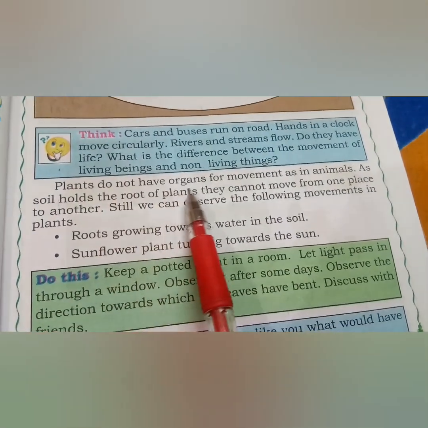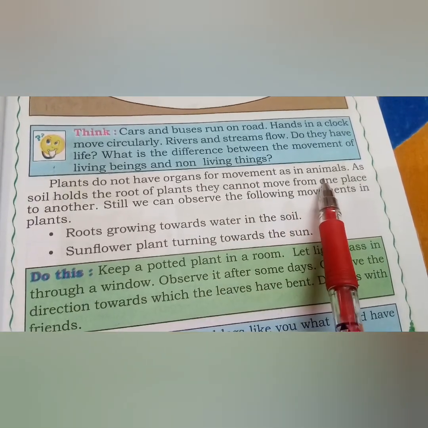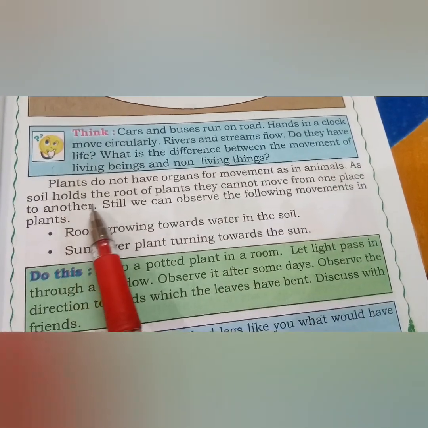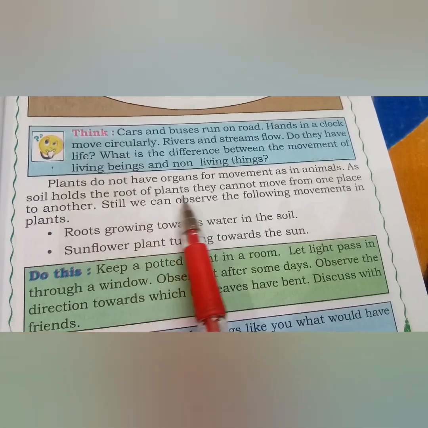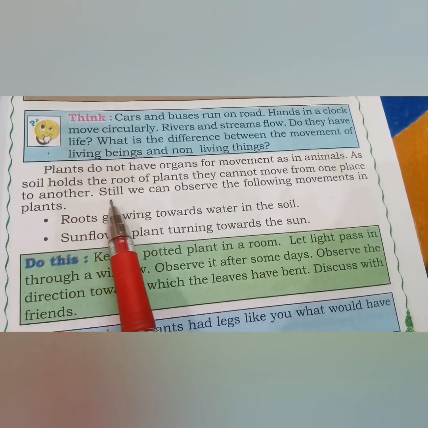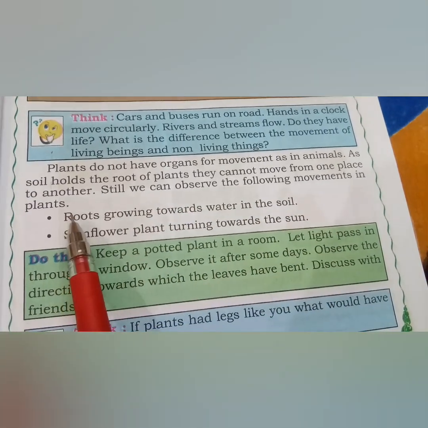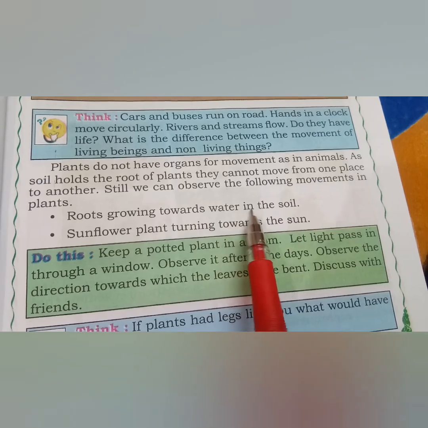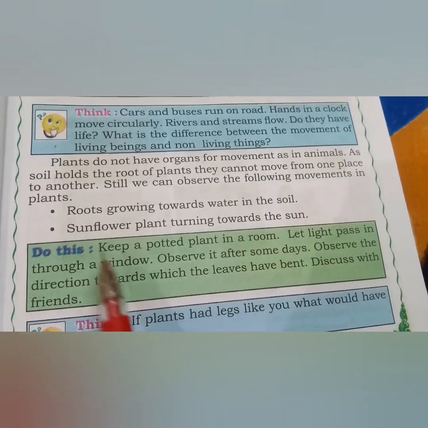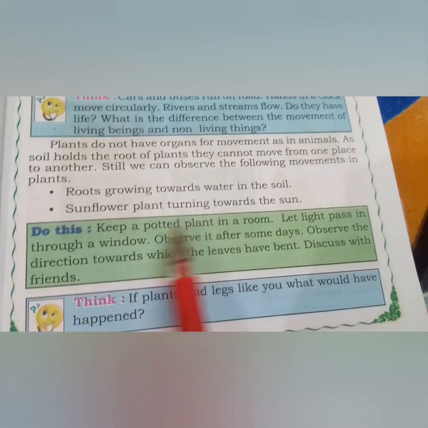Plants do not have organs for movement as in animals. As soil holds the roots of plants, they cannot move from one place to another. Still, we can observe the following movements in plants. Roots grow towards water in the soil. Sunflower plant turns towards the sun.